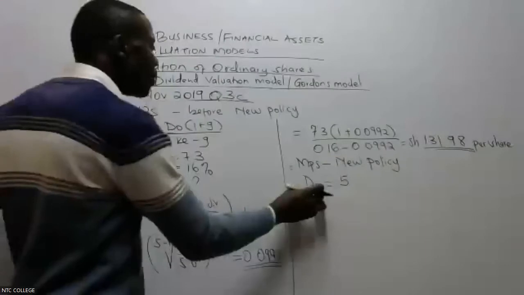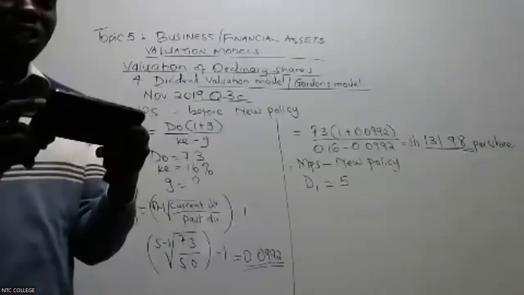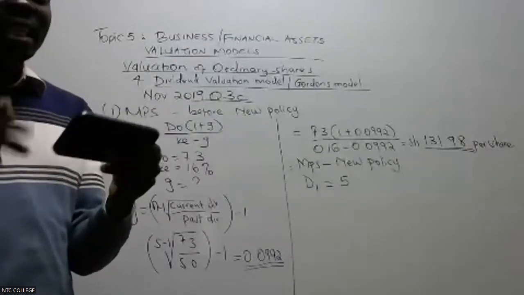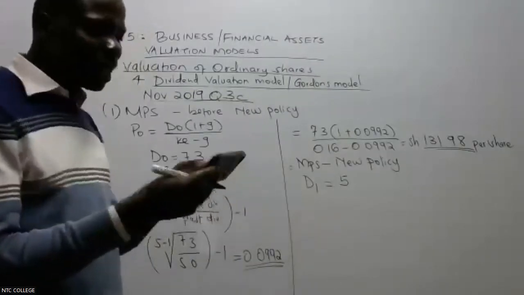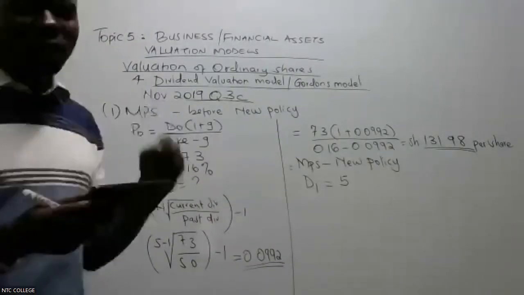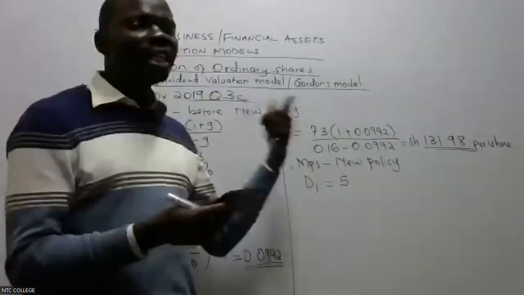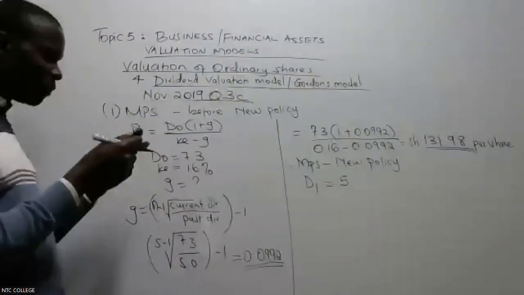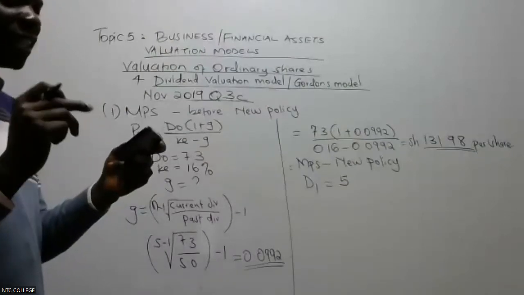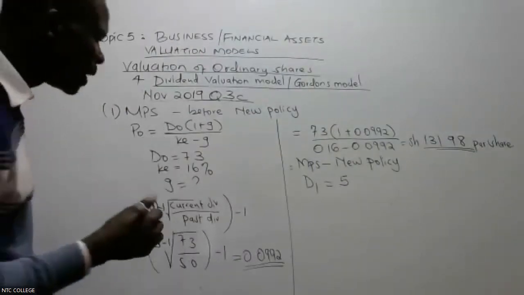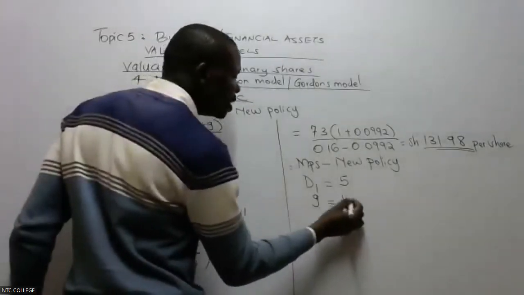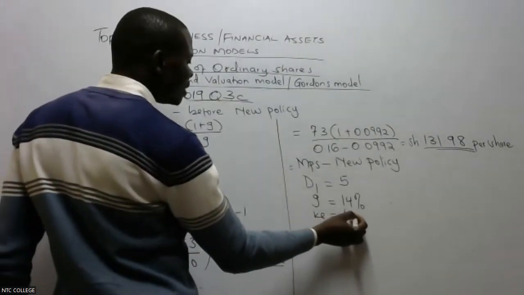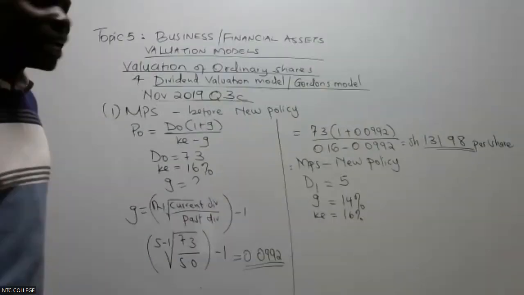Remember, we've called it D1. Why? We've called it D1 because we are told that it will be reduced to 5 shillings in the year ending December 2019. We're in 2018, as per the question. We're in 2018, but this is the price per share in 2019. So it's D1, right? Then in note number 3, the growth rate in earnings per share and dividends per share is expected to increase to 14%. So this shows that our G is 14%, and our KE will remain at 16%, right?